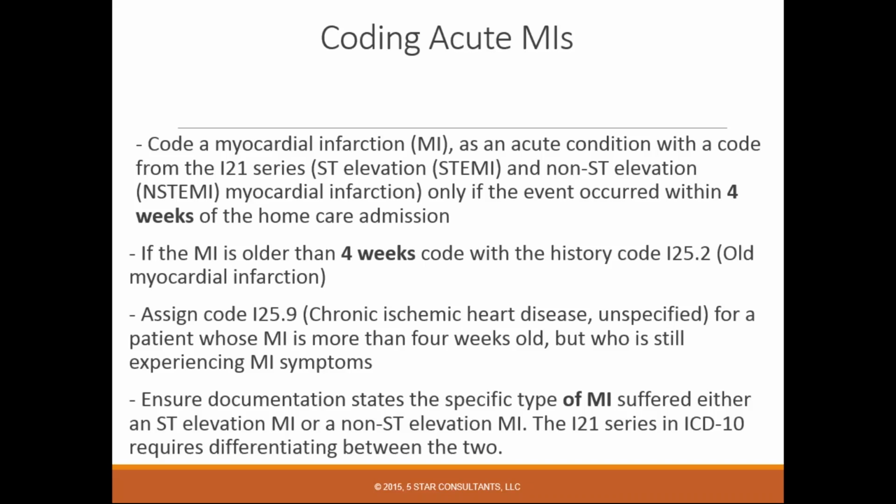It's in the I21 series for the MIs, but that is only if they just had it within 4 weeks of the home care admission. If the MI is older than 4 weeks, then you code I25.2, old MI, which is like 412 in ICD-9. But if a patient is after 4 weeks, and you have to code old MI, but you know they're at that 5-week mark and they're still having symptoms, then you would code chronic ischemic heart disease unspecified with the old MI. So you would code I25.9 after the I25.2 if they're still having symptoms.